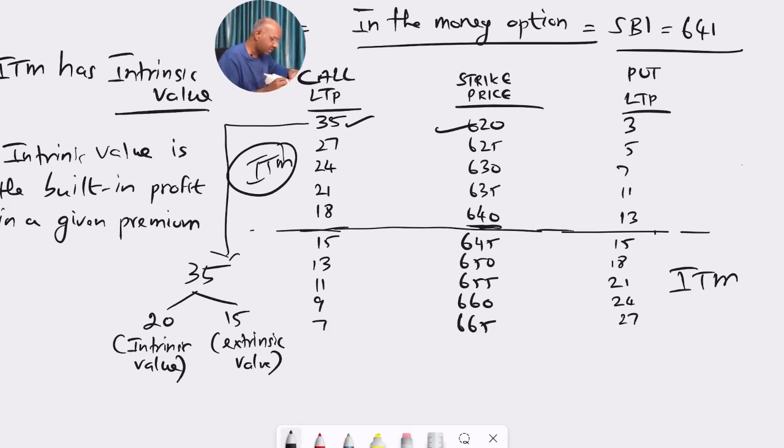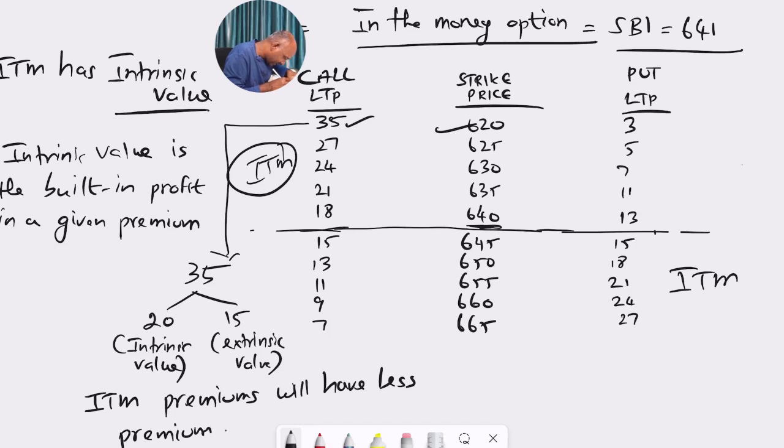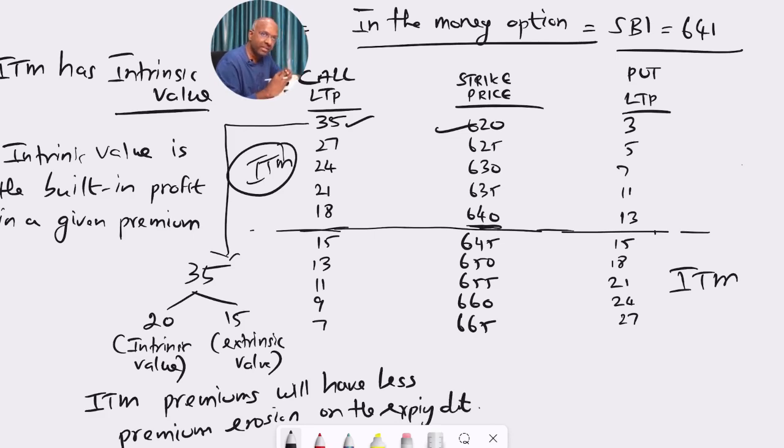Clear? Since all the in the money options have an intrinsic value, which is a profit that is already built into it, these in the money premiums will have less premium erosion on the expiry date. Why? Because there is a profit that is going to remain the same even on the day of expiry, but the extrinsic value might decrease a little bit, right?